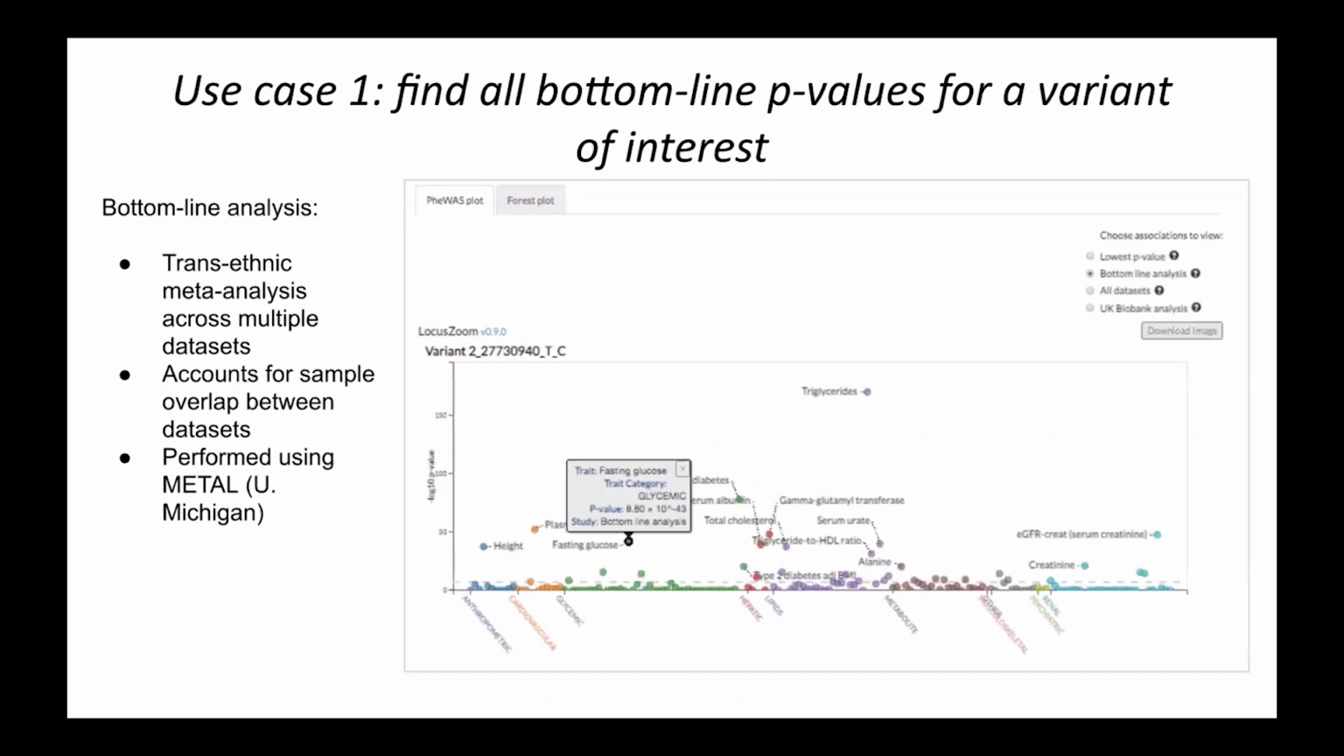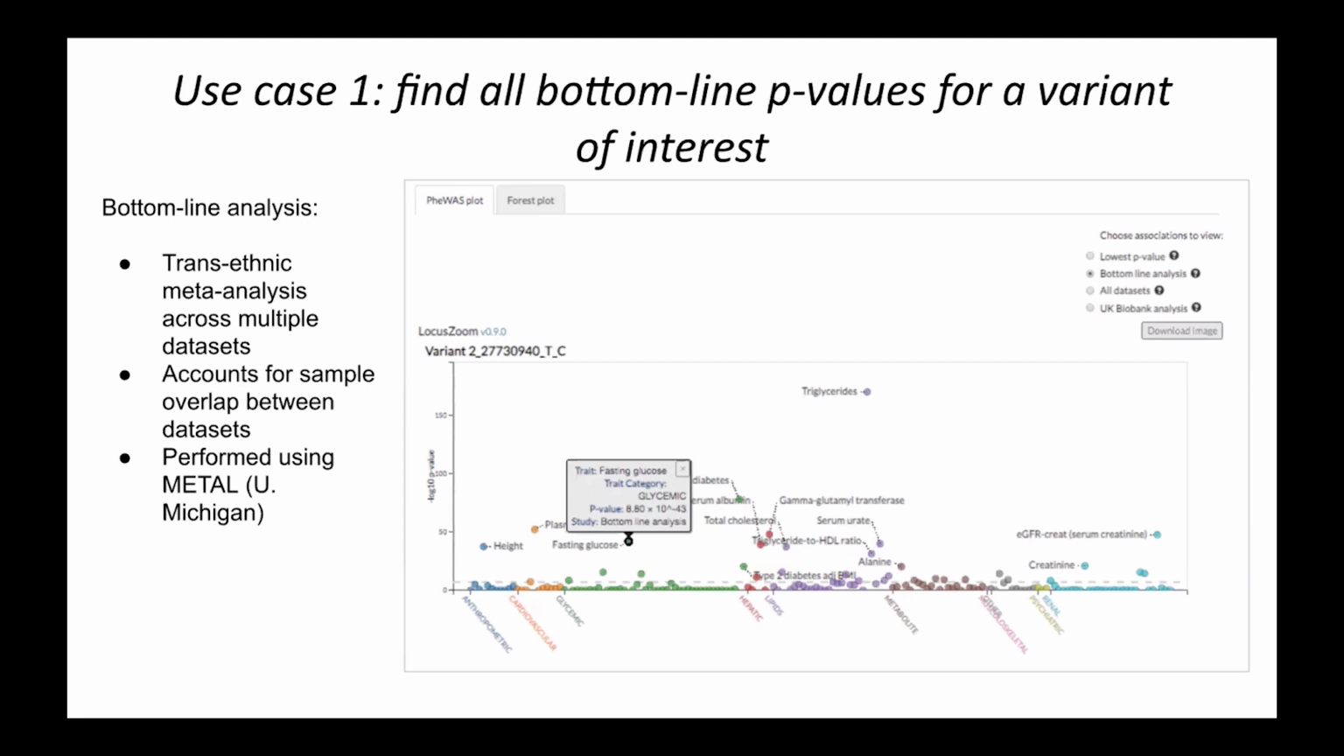Suppose you have a variant that you're interested in and you want to find all of the bottom line p-values for all the phenotypes. This bottom-line analysis is analysis that we've performed here. It's a trans-ethnic meta-analysis looking across multiple data sets. As Noel just said, we have 84 data sets in the portal, but this analysis looks over all of the data sets that are available for any given phenotype.